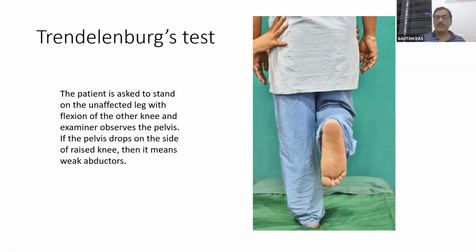So Trendelenburg gait and Trendelenburg test are very important for the hip abductor. And the nerve is very important. The most important hip abductor is the gluteus medius. Apart from that, the tensor fasciae latae and gluteus maximus also have some important role. So these are the hip abductors.